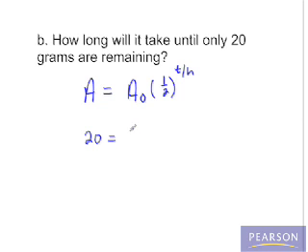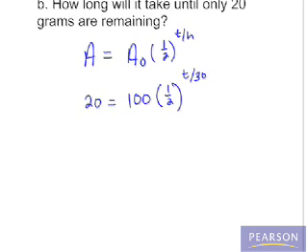Our initial amount was 100 grams, and that is multiplied by 1/2 raised to the T over H, and half-life, remember, was 30 minutes. So we have T over 30. And again, we're solving for T. How long will it take? Given that the half-life is 30 minutes, how long will it take for 100 grams to become 20 grams?